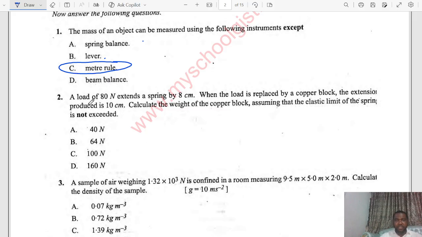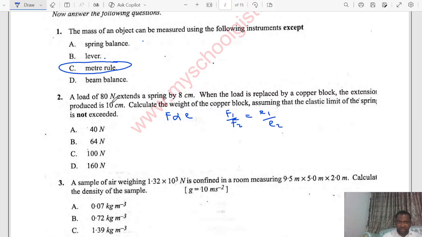Now the second question says a load of 80 newtons extends a spring by 8 centimeters. When the load is replaced by a copper block, the extension produced is 10 centimeters. Calculate the weight of the copper block, assuming that the elastic limit of the spring is not exceeded. According to Hooke's law, as long as the elastic limit is not exceeded, the force applied is proportional to the extension. So I can also say F1 over F2 is equal to E1 over E2.